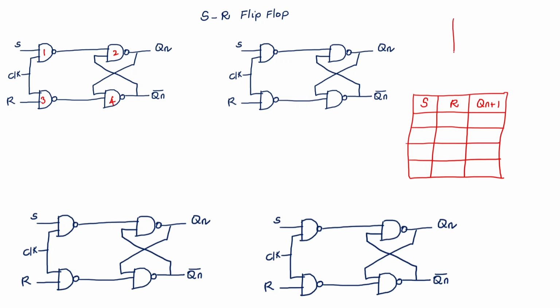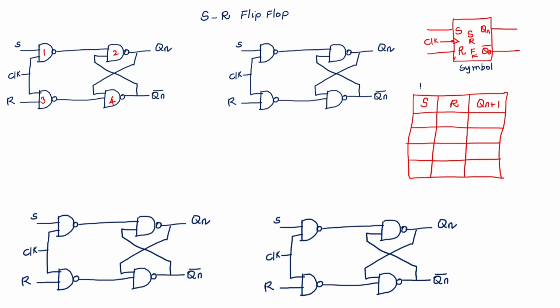So what about the symbol of the SR flip-flop? SR flip-flop has two inputs, one is S set and another one is R reset. And outputs are Q1 and Q1 bar. And here you have to connect the clock signal. Inside you have to write SR flip-flop. So this is the symbol of the SR flip-flop.